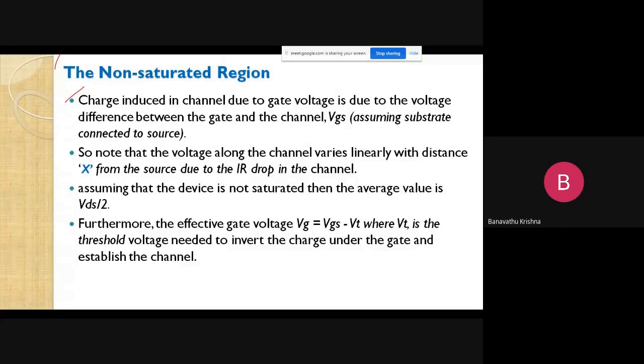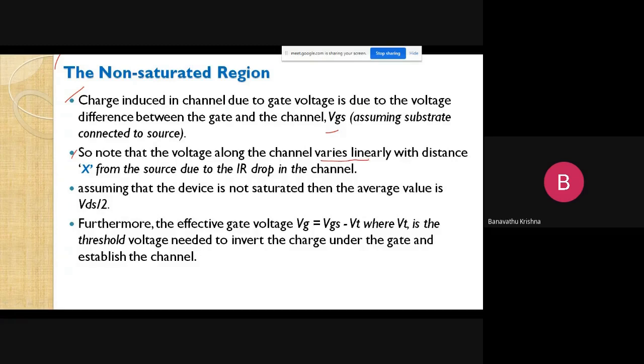Due to the gate voltage, the difference between the gate and the channel, that is VGS, assuming the substrate is connected to the source, right? Next, the second point is to note that the voltage along the channel varies linearly.